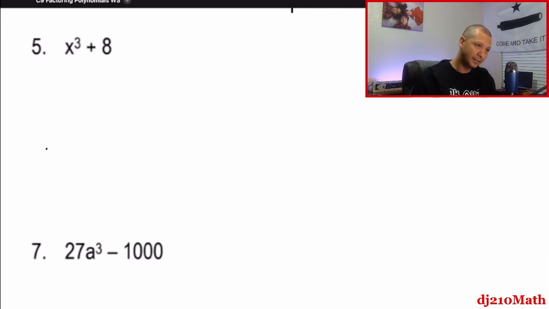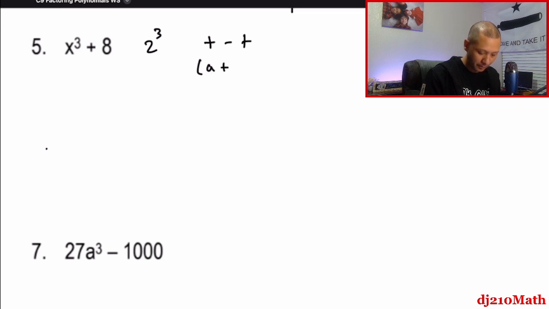All right, number 5, x cubed plus 8. No GCF, but 8 is a perfect cube. So the 8 is really 2 cubed. And again, we have a situation where we can apply one of our formulas. So this is a sum of cubes. So a sum of cubes is plus minus plus. That's the pattern that I teach. And we're going to have a plus b, and then a squared minus ab plus b squared.